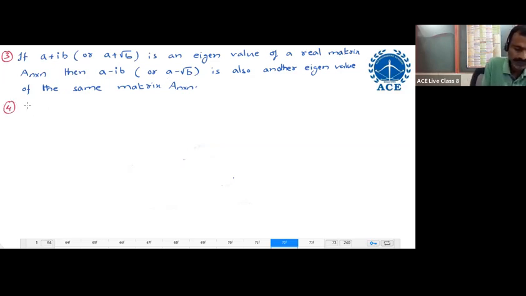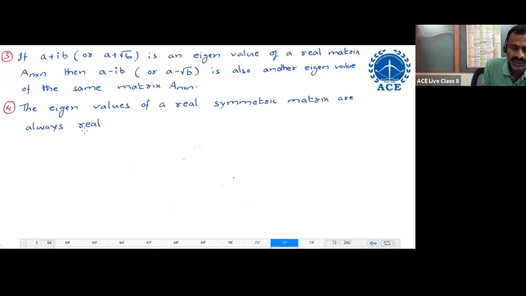Fourth one. The eigenvalues of a real symmetric matrix are always real. That is, real numbers only. Never imaginary only. That is, real numbers.